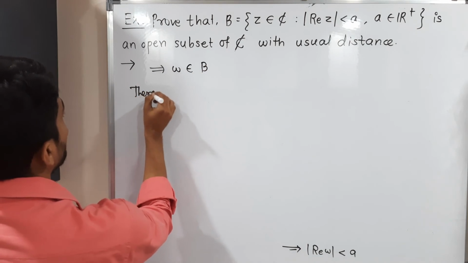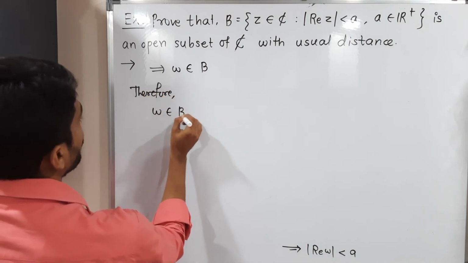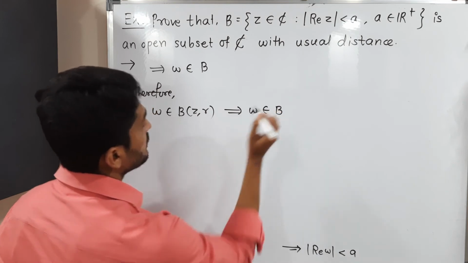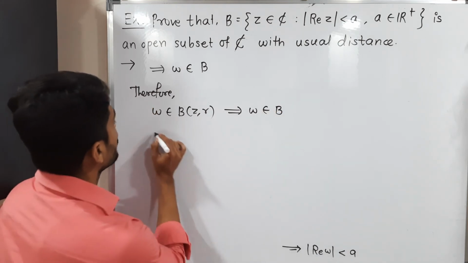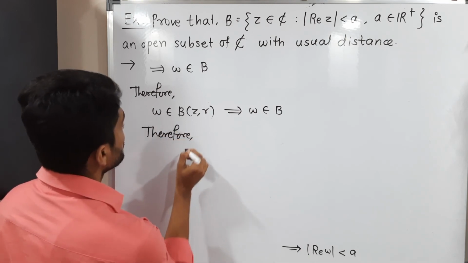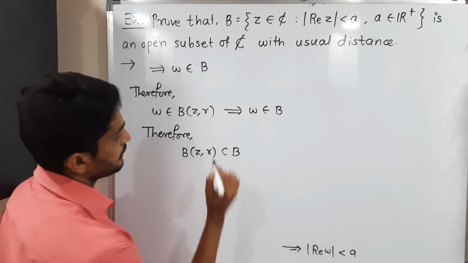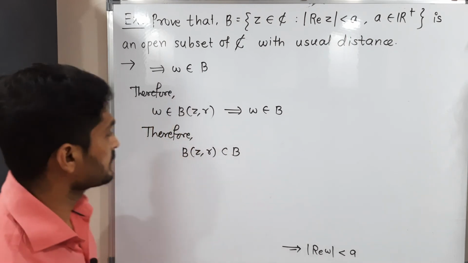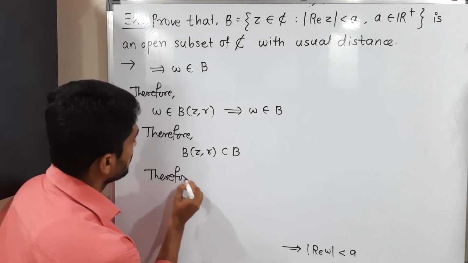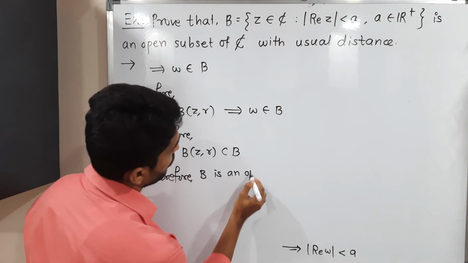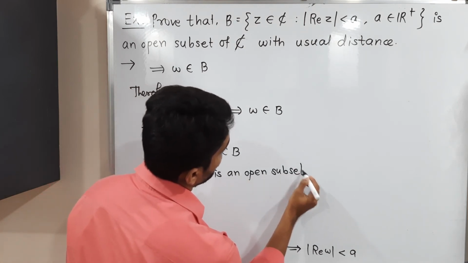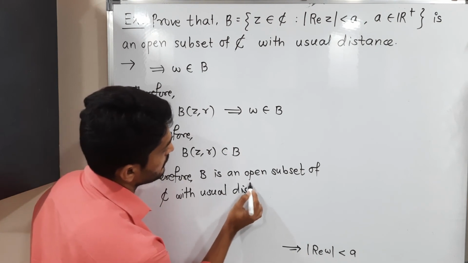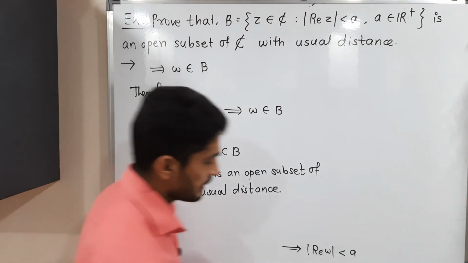So therefore, basically W was taken from that open ball with center Z and radius R, and we proved that W lies in B. So therefore this open ball is a subset of B. So therefore I can write, this open ball with center Z radius R is a subset of B, and it is true for each Z, since Z was any arbitrary point. So therefore we can declare B is an open subset of C, obviously with usual distance. So see, in this way we have completed this example.